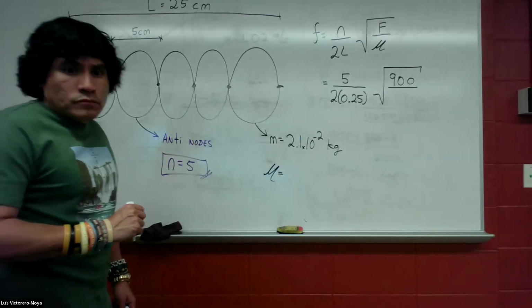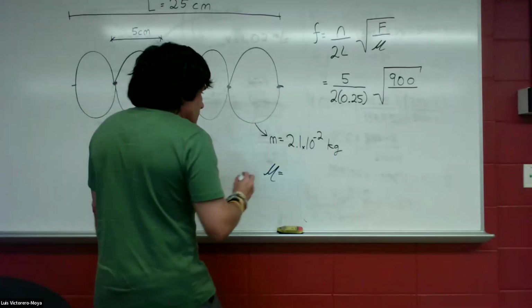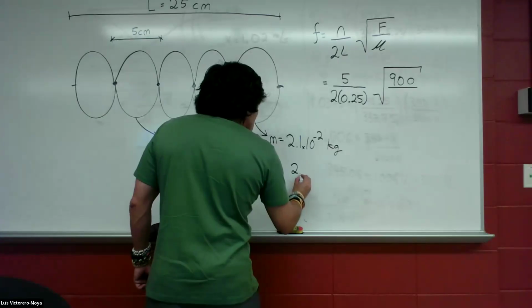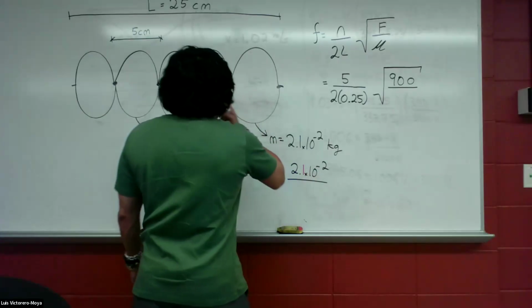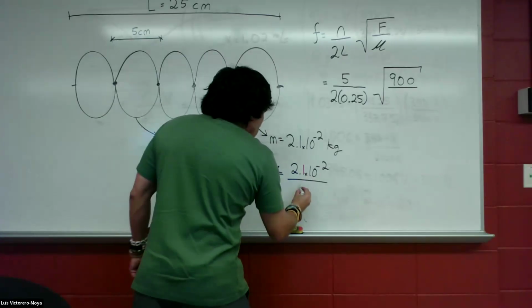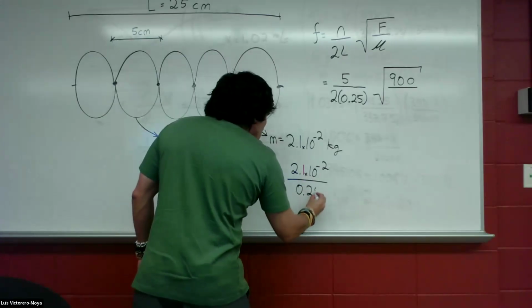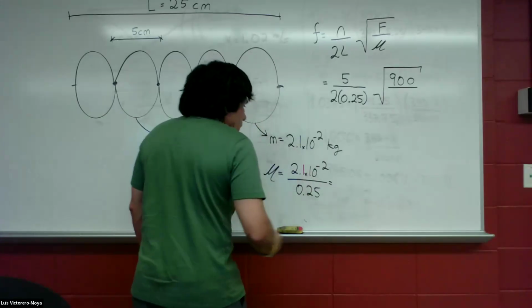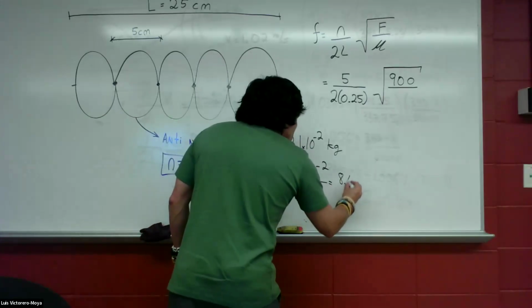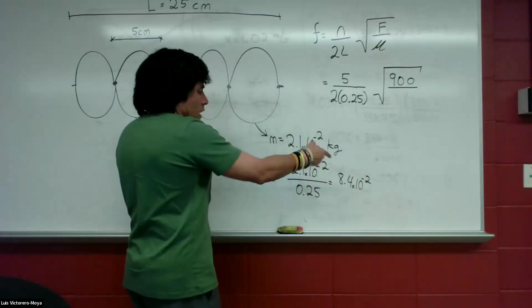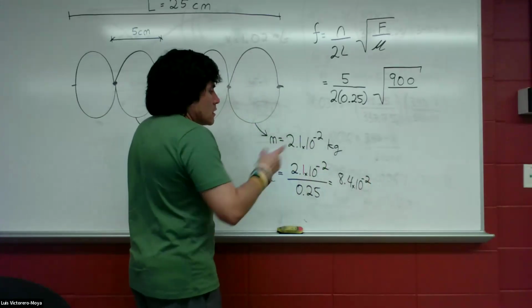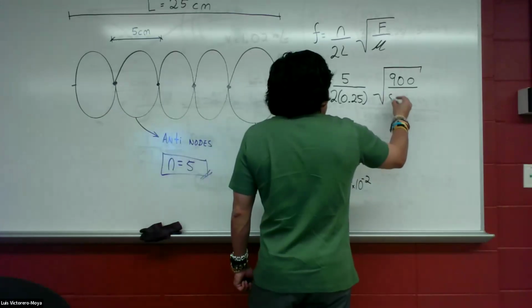All right. So mass over the length, 0.25. That will be 8.4 times 10 to the negative 2 kilograms per meter. So that number goes here.